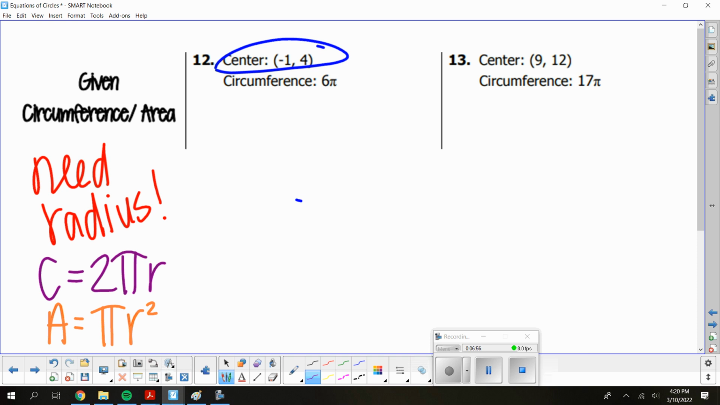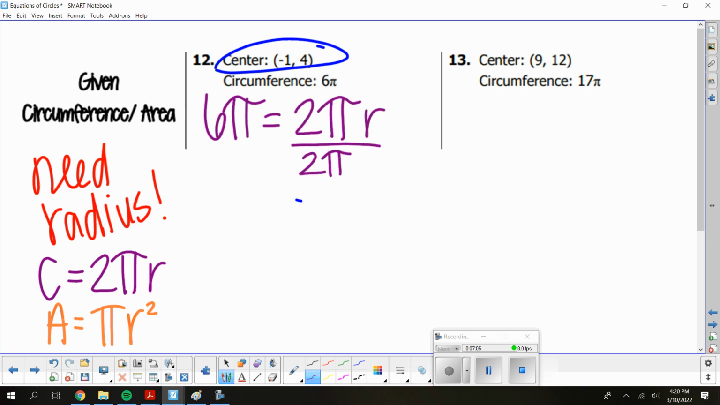So if they give me my circumference, I can find my radius. So my circumference is 6 pi. That's equal to 2 pi r. So dividing by 2 pi to get r alone. 6 divided by 2 is 3. Pi divided by pi cancels out. So my radius is 3.